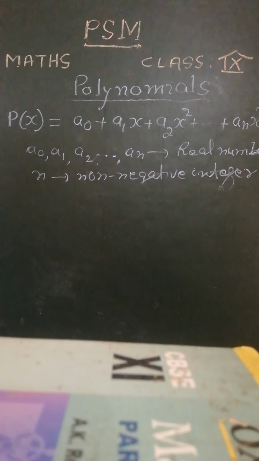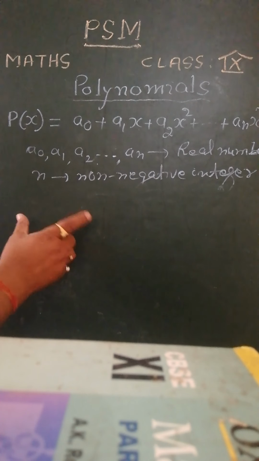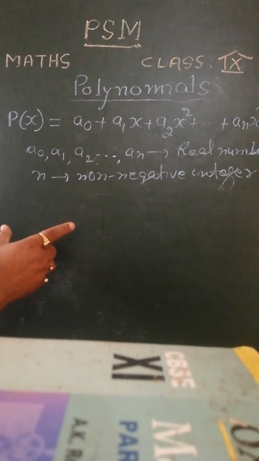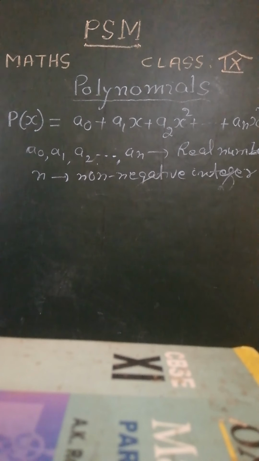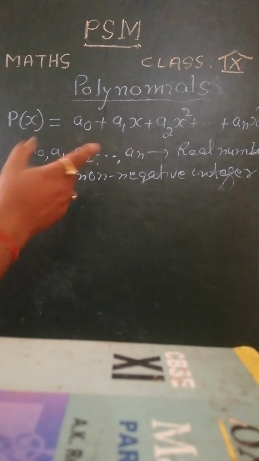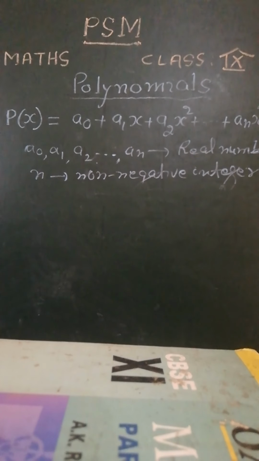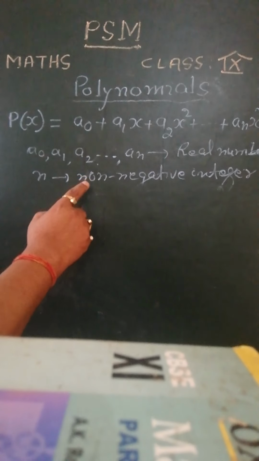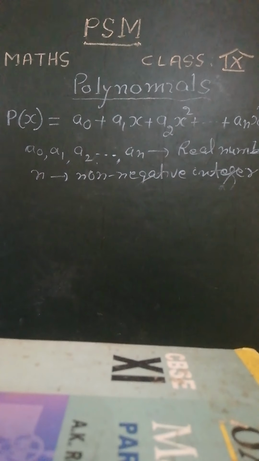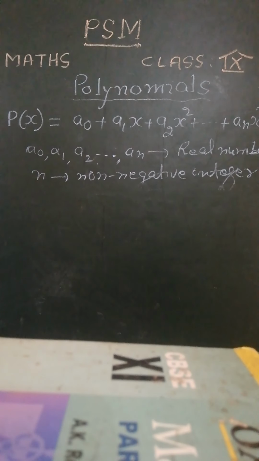Now, if any expression or function is given, you can find whether the given function is a polynomial or not. For this, we have to check whether the function is in this form. Secondly, a0, a1, a2, an are real numbers. And third, the power of x is a non-negative integer. If these conditions are met, then it is called a polynomial. I think it is clear.